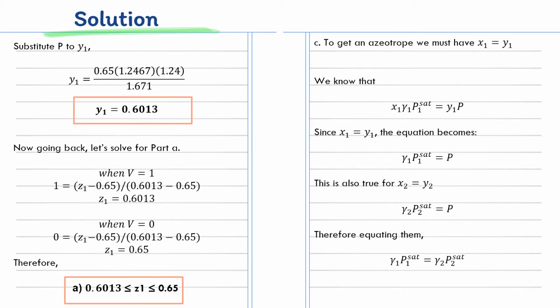For letter C, to get an azeotrope, we must meet the condition x1 is equal to y1. We know that from our modified Raoult's law, we have this given expression below. Since x1 is equal to y1, the equation simplifies to gamma 1 times the saturation vapor pressure of 1 is equal to P. This is also true for x2 equals y2. Therefore, equating them, we get this expression.